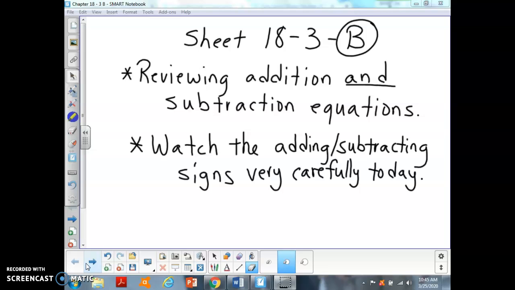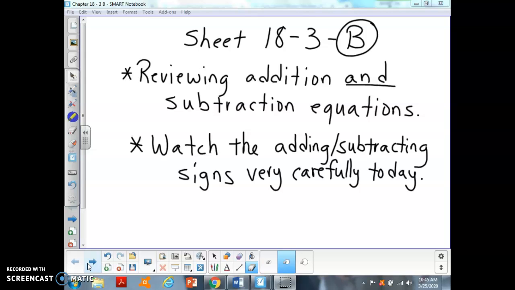So you're going to have to watch very carefully your signs when you're adding or subtracting. It makes a big difference on trying to get the final answer. So maybe checking your work would be a good idea today.